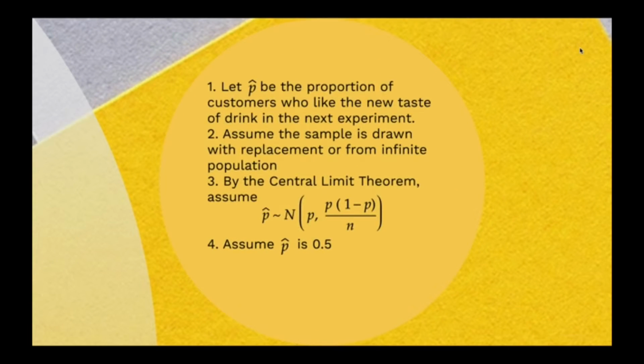First, let p hat be the proportion of customers who like the new taste of drink in the next experiment. Second, assume the sample is drawn with replacement or from infinite population. Third, by the central limit theorem, assume the normal distribution can be employed to p hat. Fourth, since the proportion is unknown now, we assume p hat is 0.5 so that we can get the largest minimal sample size.